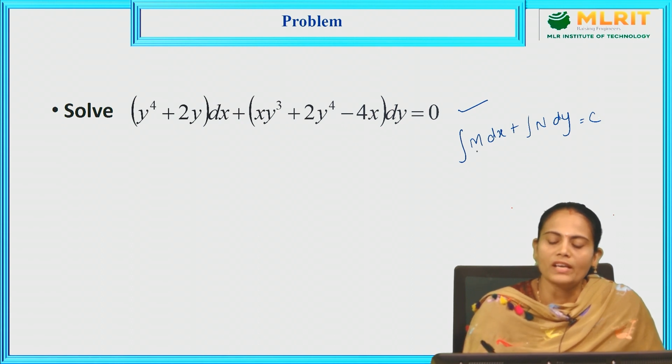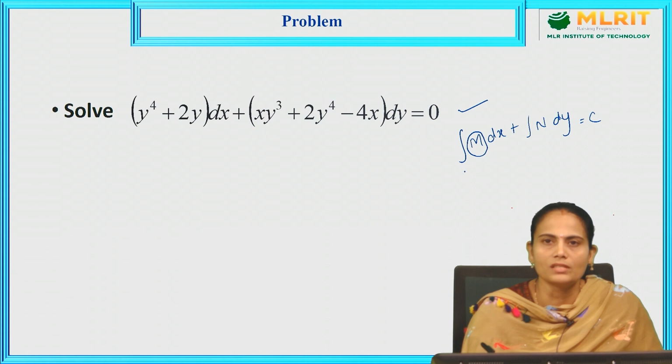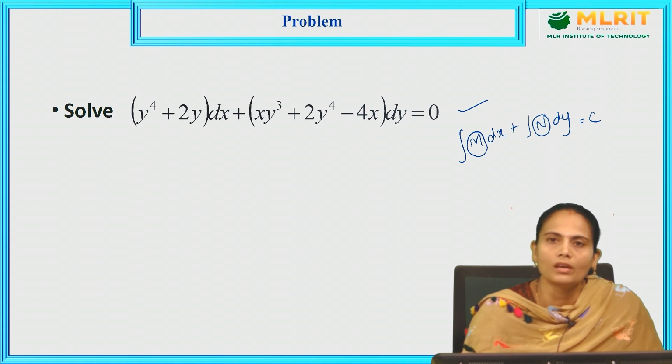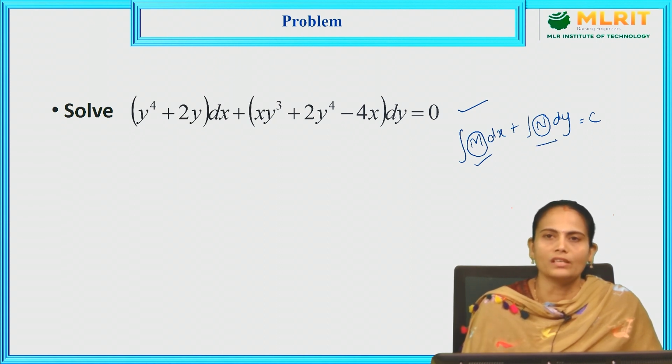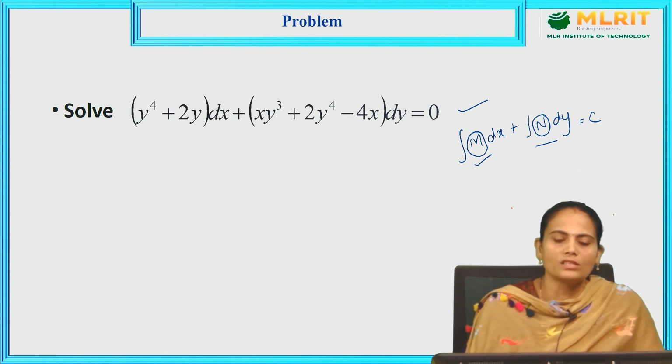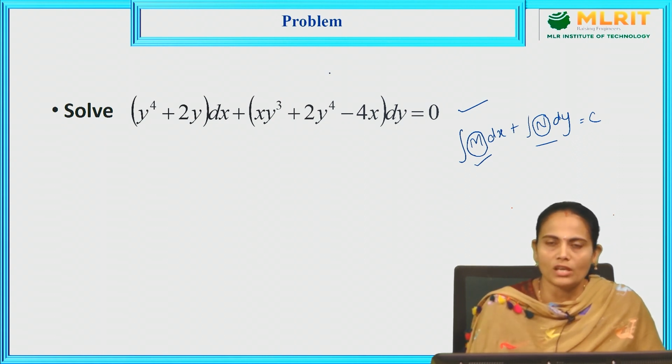While integrating M, you have to take the terms in y as a constant. While integrating N, in this case you have to take only the terms which do not contain x. This is the condition on the first term of the integration and the second term of the integration. Now let us see the solution of the given differential equation.